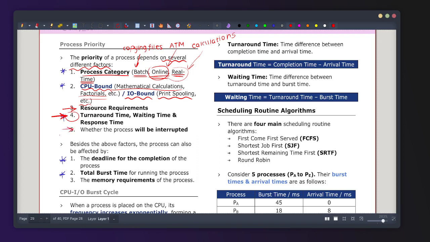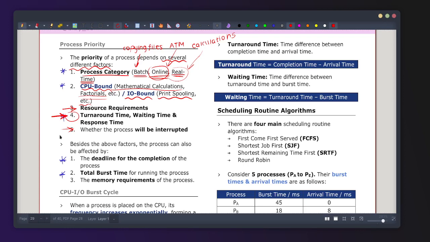5. Whether the process will be interrupted. Basically, if it's a process that the CPU knows will be interrupted, those processes might have less priority, because processes that are bound to be interrupted might not need to be executed right now, whereas there might be other processes in the CPU ready queue that need to be executed immediately and will not be interrupted. So what does it mean for a process to be interrupted?